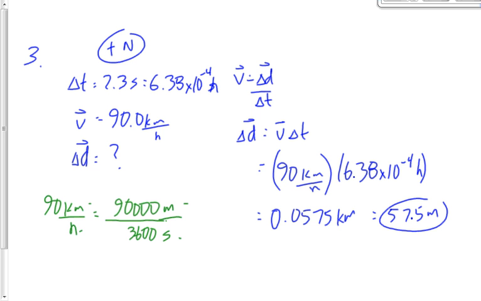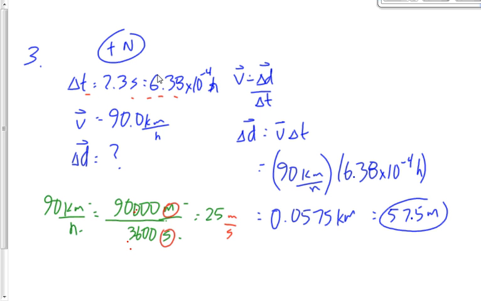So 90,000 divided by 3,600 gives me 25. What are my units that are left over? Meters and seconds. So it's not crazy hard. You just got to recognize that it's two conversions instead of one. Instead of just dividing by 3,600 like we did up here, we've got to multiply by 1,000 and then divide it by 3,600 so that we can convert both of those things, kilometers and hours. Is that okay?